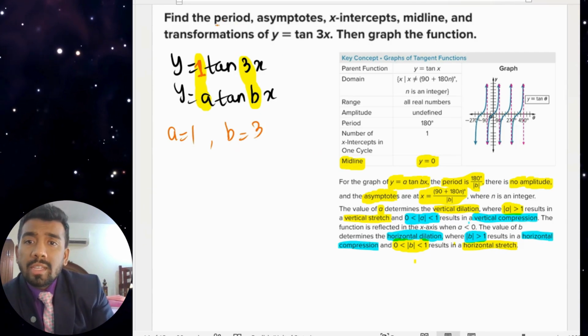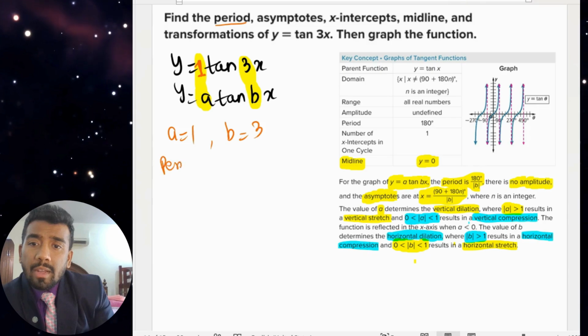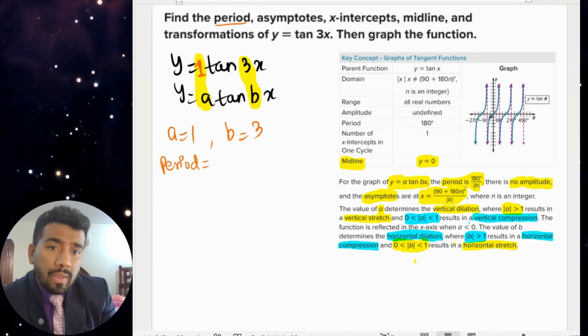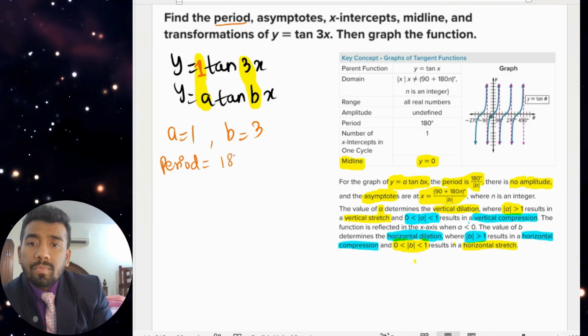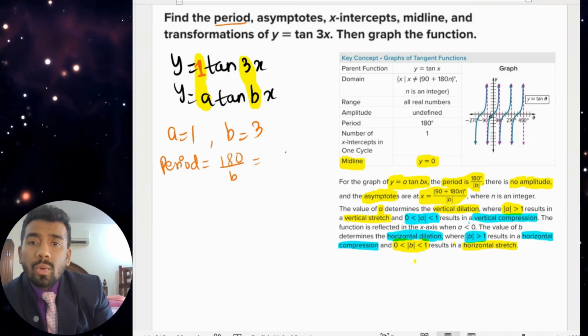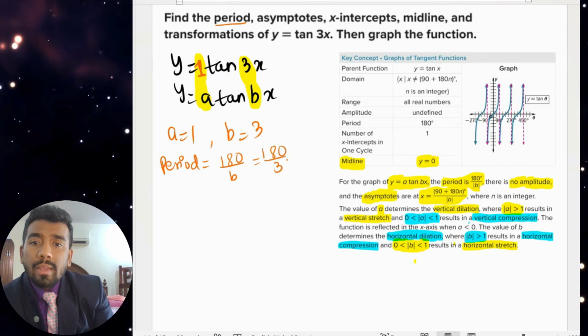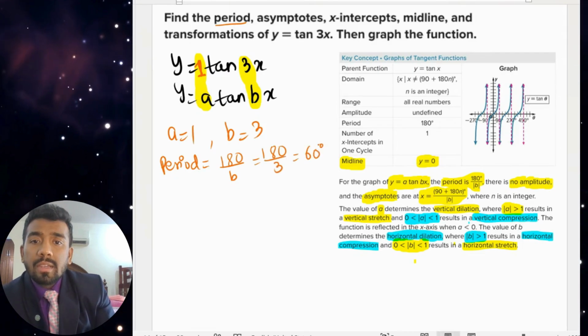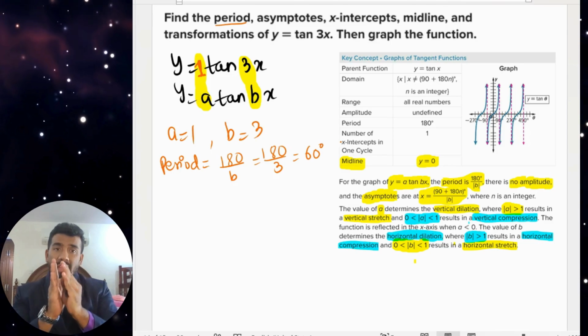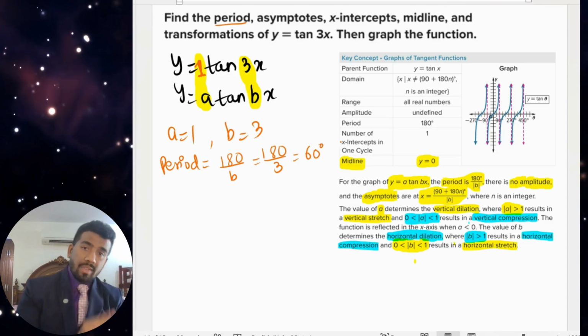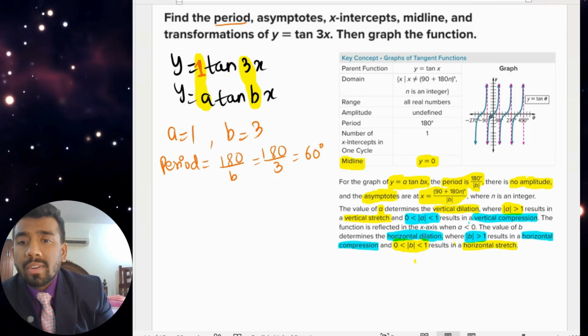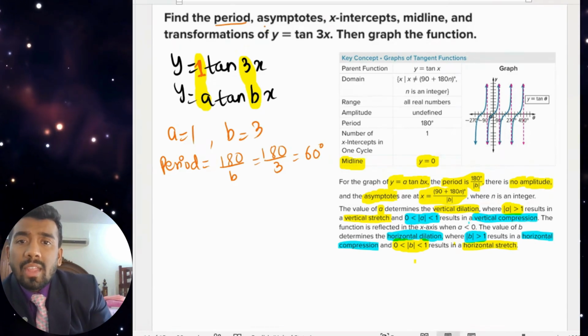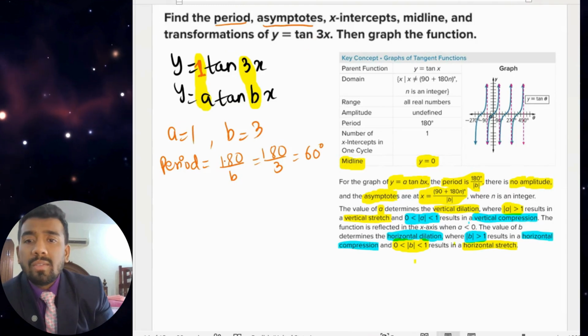First thing we need to find is period. How do you find period? What's the formula for period? 180 over b. So that's 180 over 3. That's how much? 60 degrees. So the period is 60, meaning after every 60 degrees it repeats itself. We'll draw after this. Once we write everything we needed, then we'll draw it.